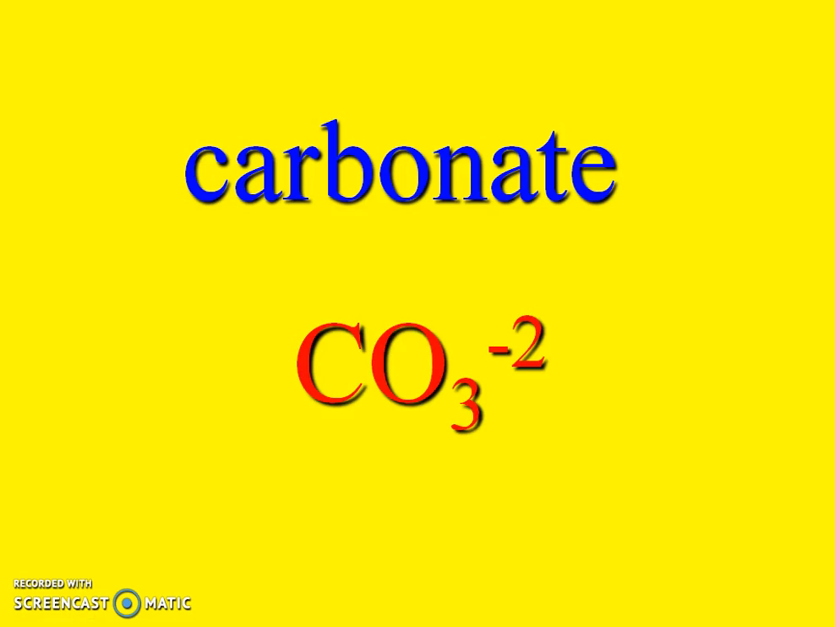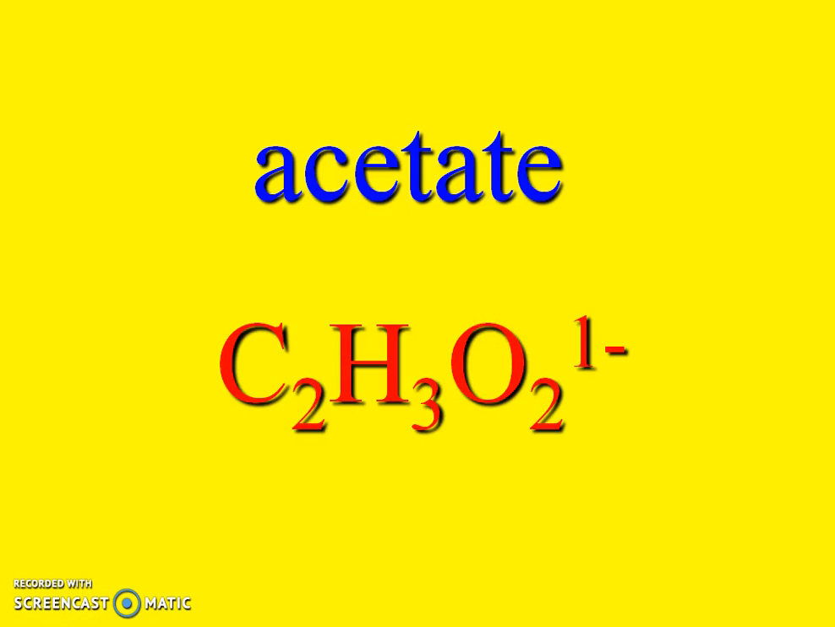The next one, carbonate: CO3 negative 2. Acetate. Again, this is going to be a big one. This one you've got to know by the back of your hand because we're going to be talking a lot about acetic acid, which has C2H3O2, 1 negative in it. That's the polyatomic ion. So make sure you know that.